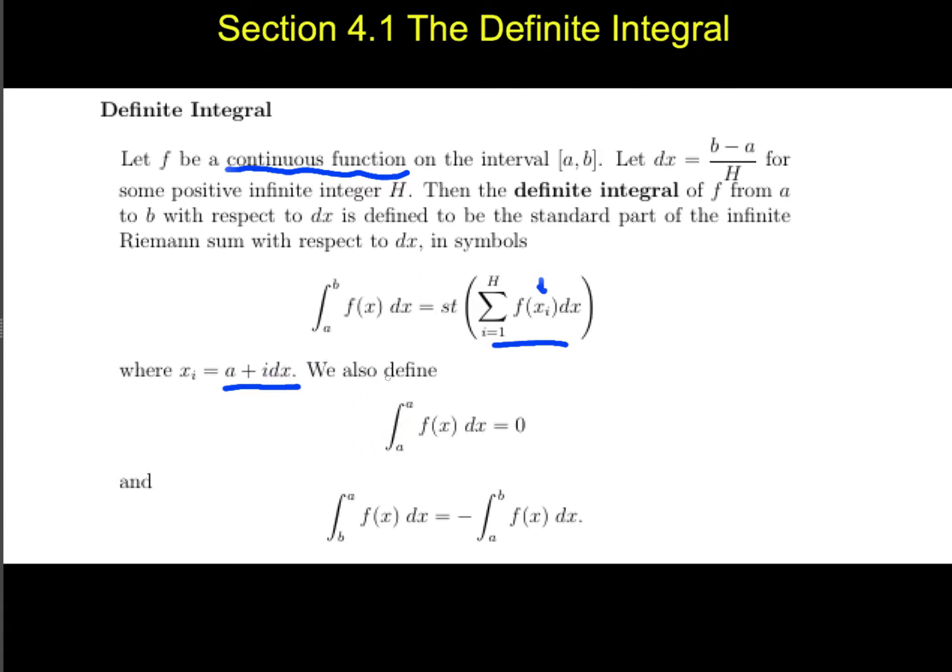Also, we'll just say that if we have the integral from a to a, so there is no interval, it's just a point, that integral will be 0. And also a very useful fact: if we change the bounds of integration, then it introduces a negative sign. So the integral from b to a of f of x dx is equal to negative the integral from a to b of f of x dx. So if I switch the order of integration from b to a as opposed to a to b, it would be a negative.